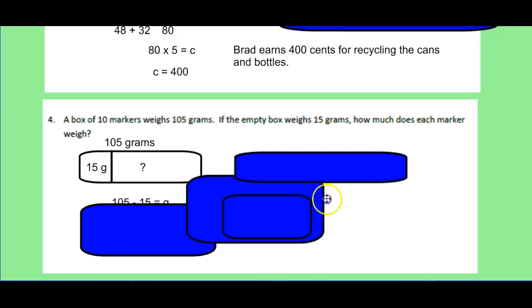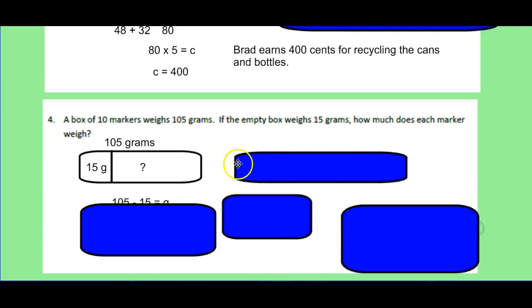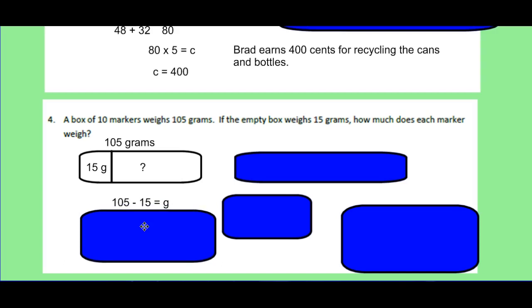And remember, whenever we're drawing a tape diagram and we're working with subtraction, the whole tape diagram would be the total. So our total right now is 105 grams. And I know that the empty box weighs 15 grams, so I'm trying to figure out what is going to go here in this section. So all I have to do is take 105 and subtract 15 from that, and it's going to equal G, because it's going to tell me how many grams the markers weigh.